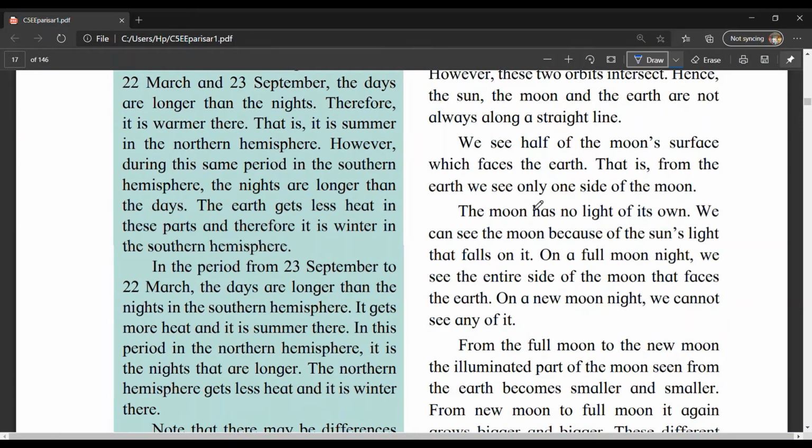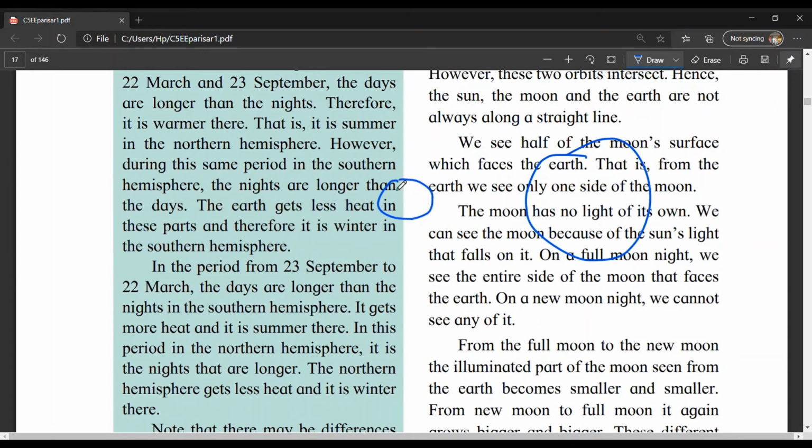Okay, now I will tell you what is a full moon. Suppose this is the sun, here is the moon, and here is our earth. Okay, this is our earth.